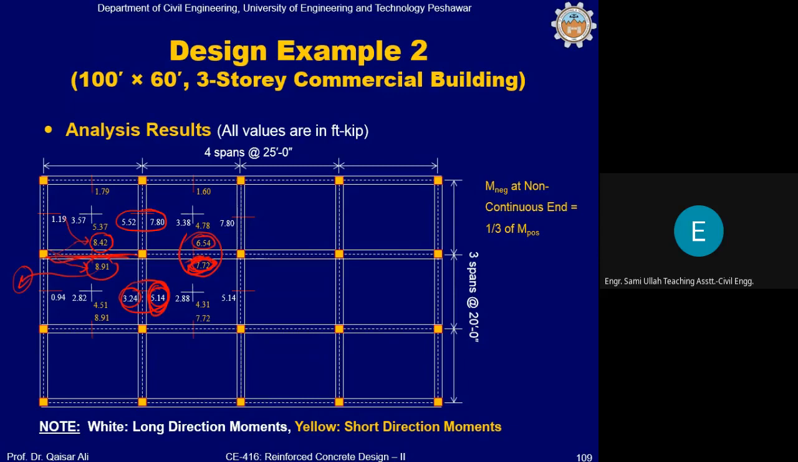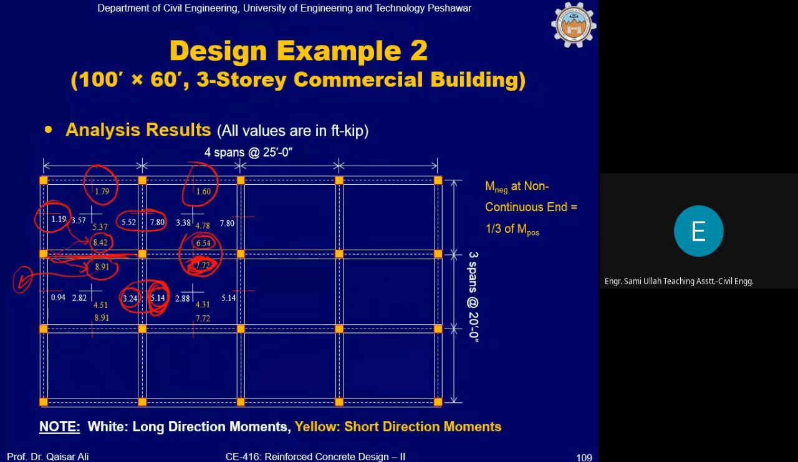now what about these values? The negative moment, where are these values coming from? A discontinuous end. If you remember, I told you that negative moment at discontinuous end is taken as 0 in case of two-way slab analysis. The negative moment at discontinuous end is considered as 0.